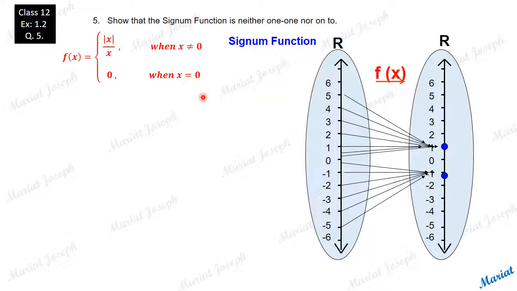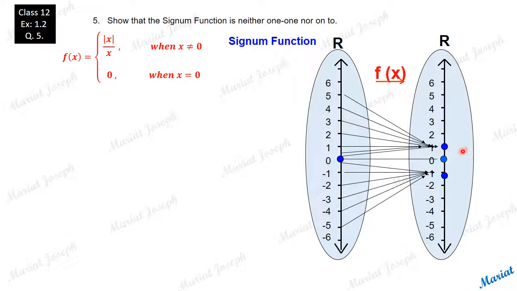But let me see if x is equal to 0. We are told when x is equal to 0, don't use this rule. The reason is obvious. When x is equal to 0, the denominator goes 0 and this goes undefined. So the function says, when x is 0, you take the image directly as 0. So 0 is also an image.